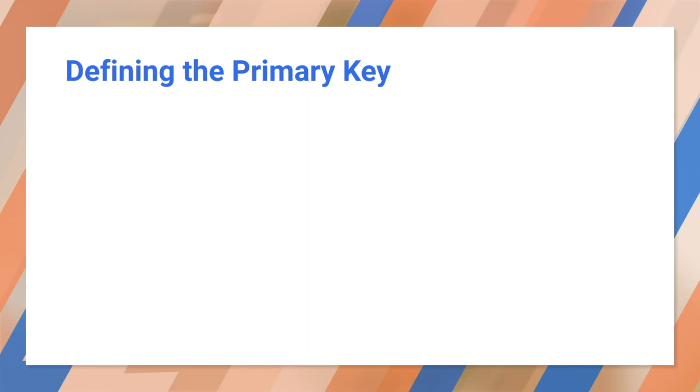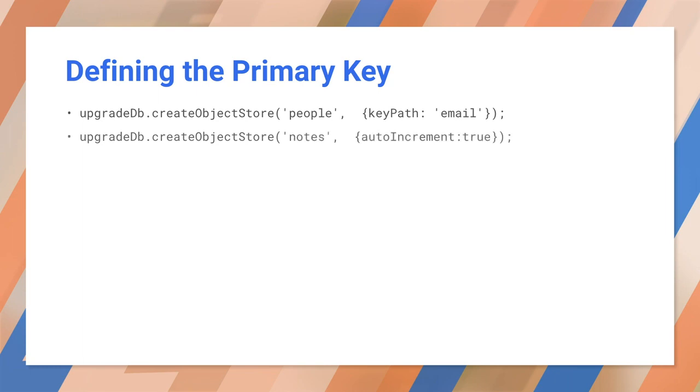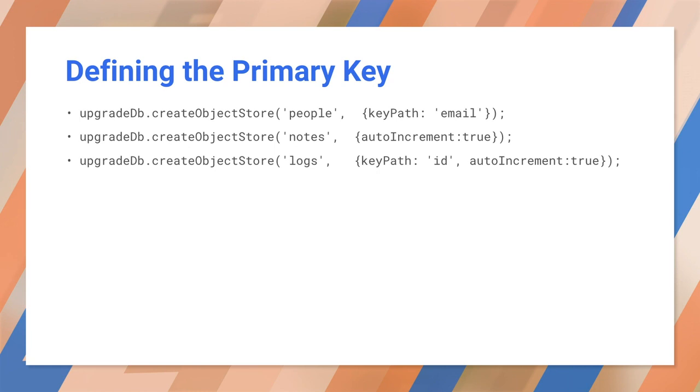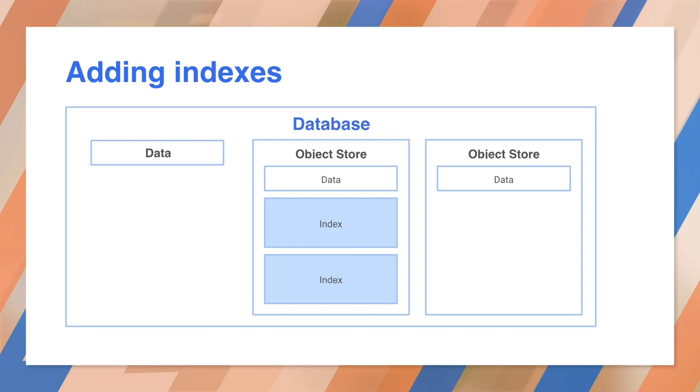You do this by passing an options object after the name. In the first example, we're using an email address as the key. The email address has to be unique for each object. The second and third examples use a key generator to assign a serial number to each object. The second example stores the number separate from the object, and the third example stores it in the object's ID property. Sometimes you want to search on something other than the primary key.